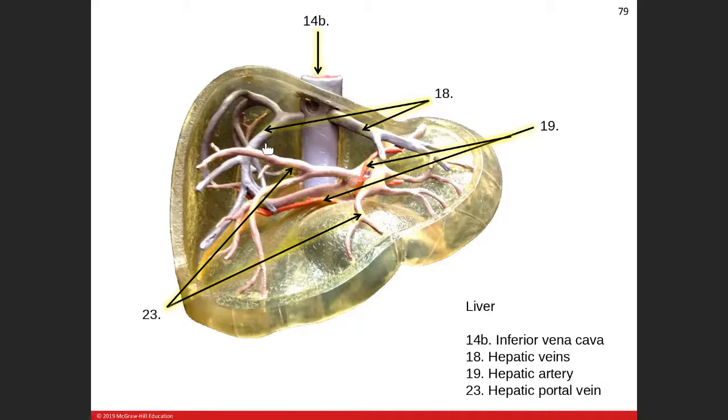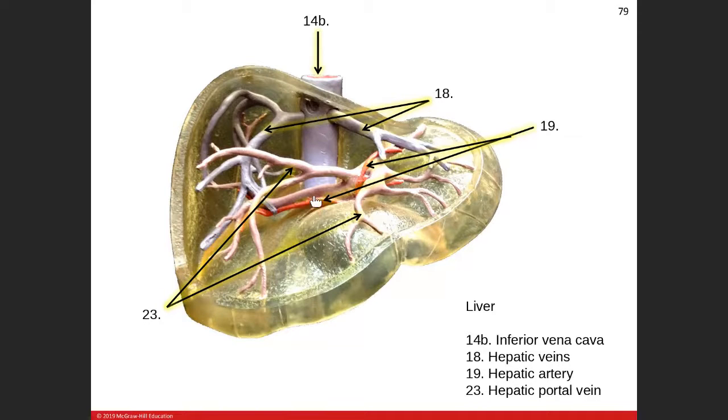So here you can see, here's our liver. It's really easy to remember: if it's blue, it's a vein. If it's red, it's an artery. If it's purple, it's a mixture, and the only time we see a mixture is in the hepatic portal vein. So if you look here, number 18, these are blue, or it looks like it's blue to me. That's going to be your hepatic veins, because they're draining into this big fella here, which is the inferior vena cava.